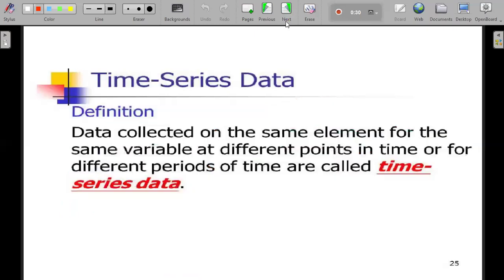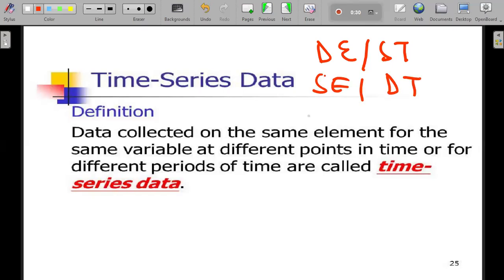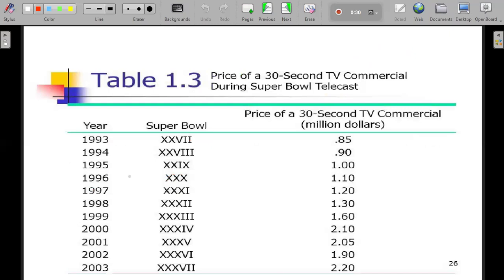And then the time series data will just be the opposite. Remember for the cross section, we said different elements and same time. For time series data, it will be same element, different time. That's the difference. Time series data is the data that is collected on the same element, for the same variable, at different points in time or for different periods of time. That is what we call time series data.